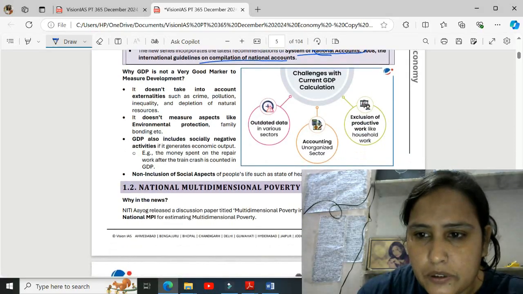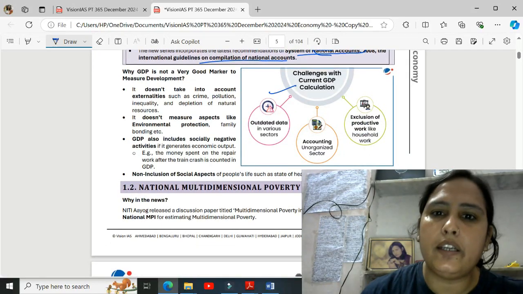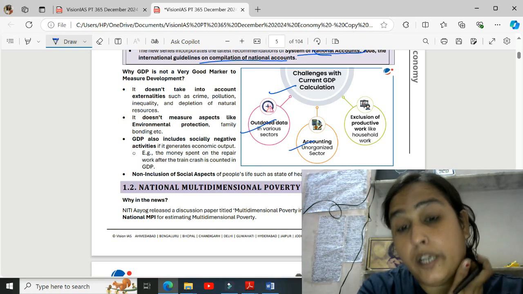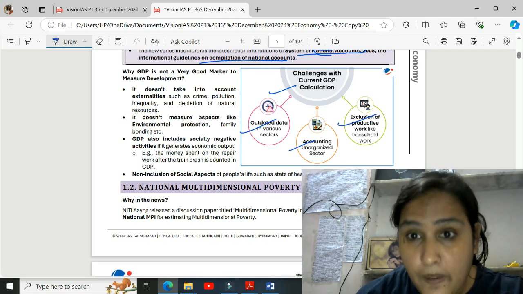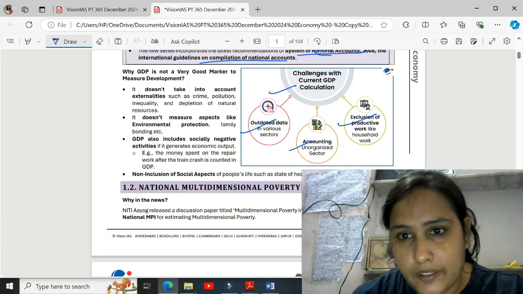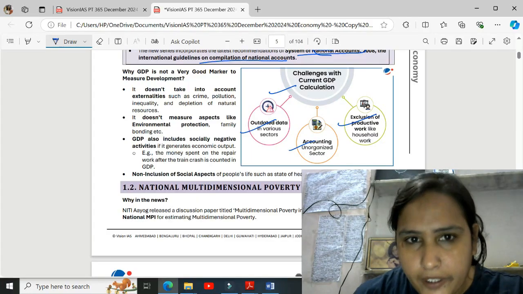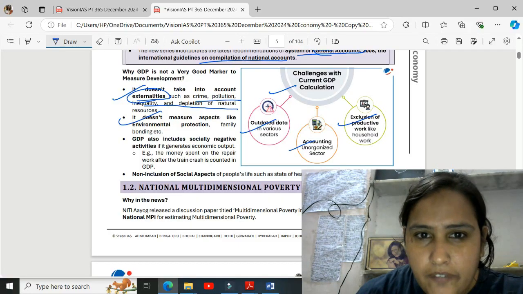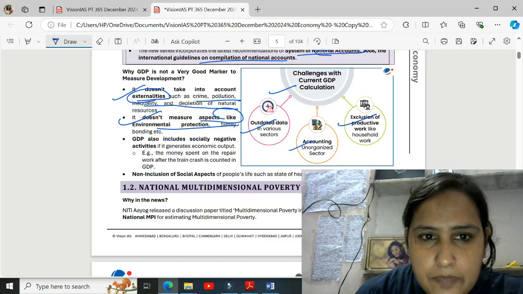Now the next one is challenges with the current GDP. First is outdated data. Second, the unorganized sector is very large and hard to account for. Exclusion of productive work: household work is not included. It does not take into account externalities like crime, pollution, and inequality. It does not measure aspects like environment protection.